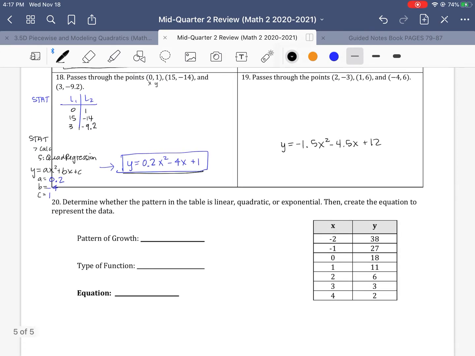Last one, determine whether the pattern in the table is linear, quadratic, or exponential, then create the equation to represent the data. So first of all, our x values, notice, are just going up by 1, so that consistency allows us to just look over here at the y values and see what's happening in our growth here, or decreasing. So if we look at this, it looks like the first one is decreasing by 11, then we decrease by 9, then we decrease by 7, decrease by 5, this one's subtracting 3, this one's subtracting 1.